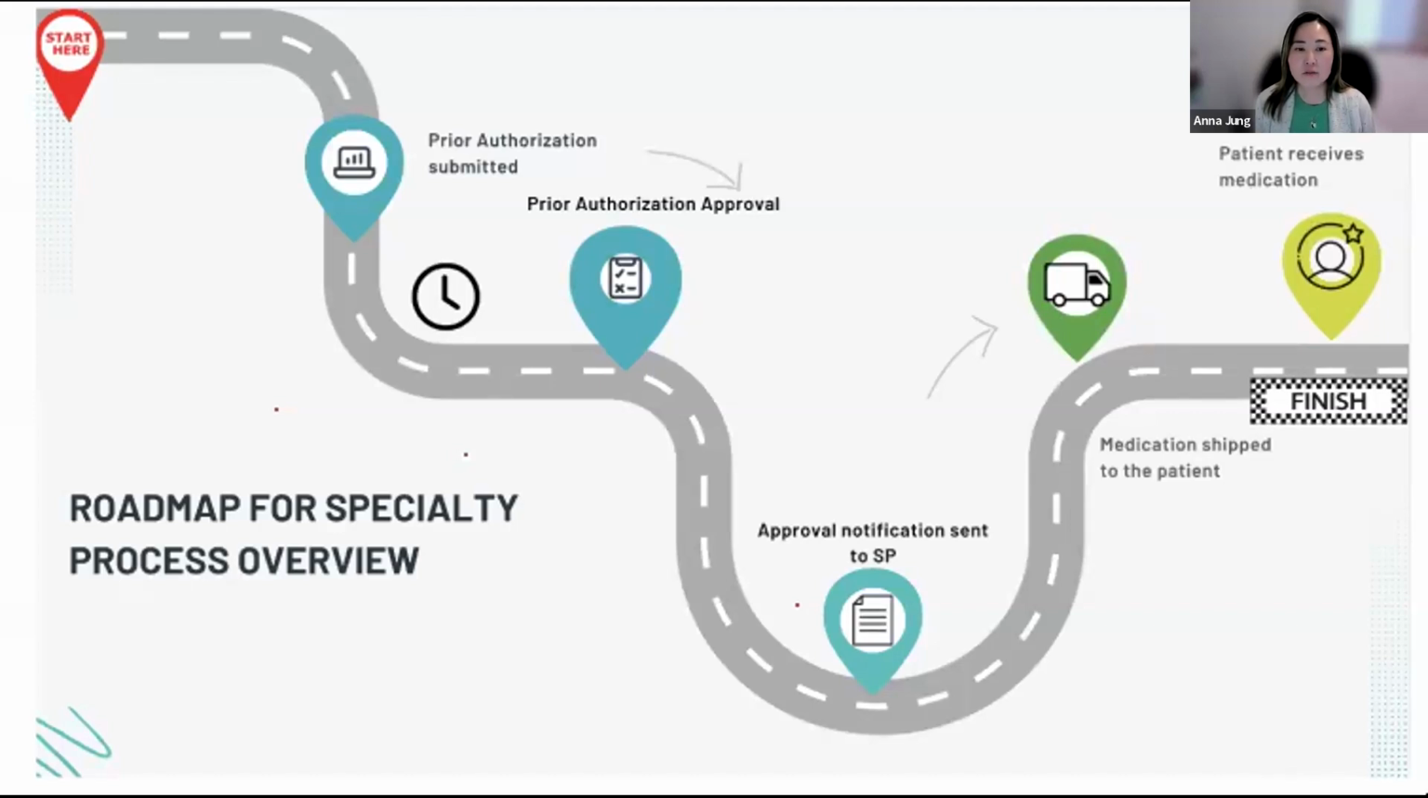So once the prior auth is approved, then a few different steps may happen. The notification may be sent to the contracted specialty pharmacy that would be filling the medication, and that is usually mandated by your plan. They may have a list of specialty pharmacies that you would be required to use. So an approval would be sent to them. A prescription would be sent from your provider's office to that specialty pharmacy, and then they'll start that process.